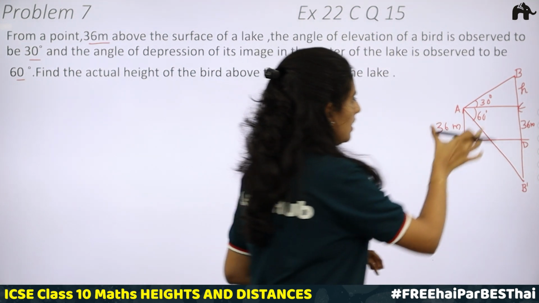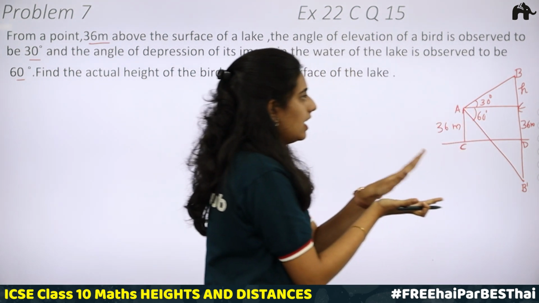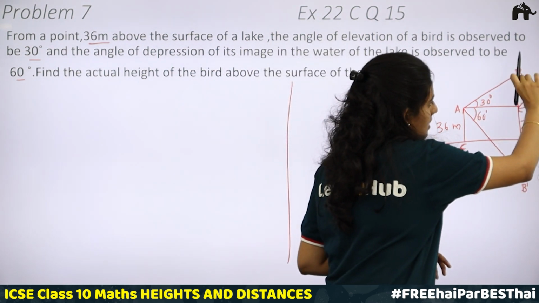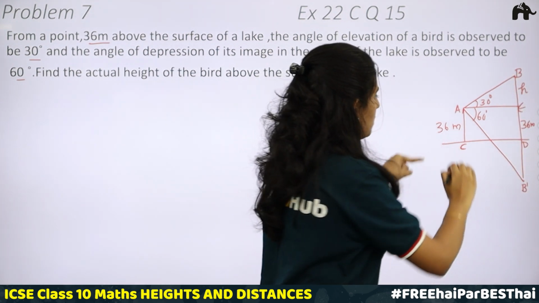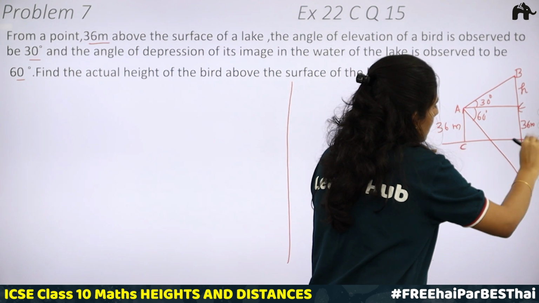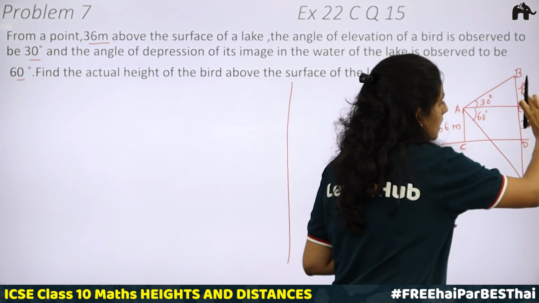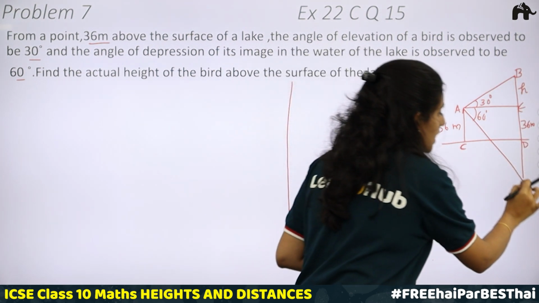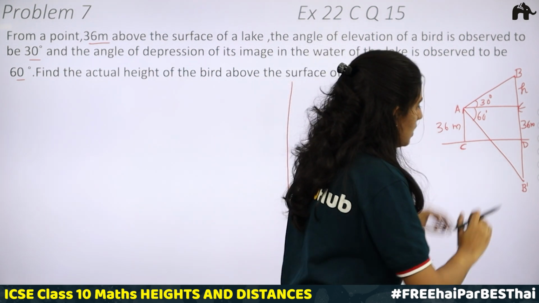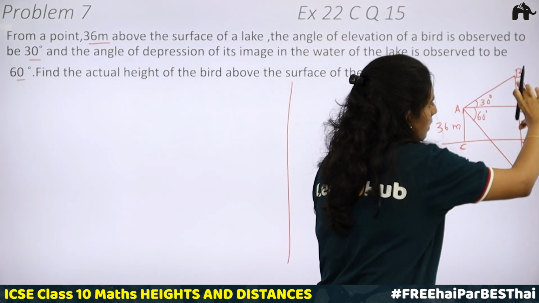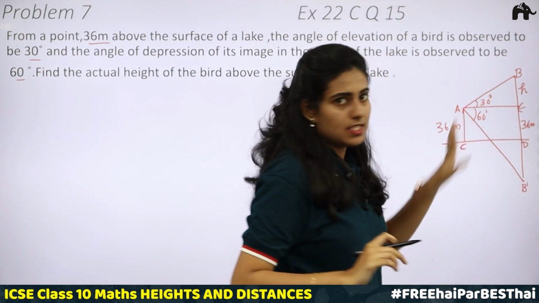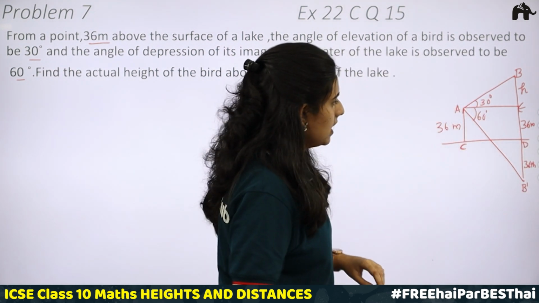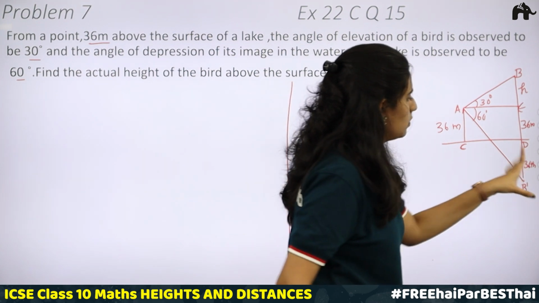What is this height? Here we have the horizontal line. At what angle the elevation is done is 30 degrees, given. Then the height is taken as H. Clear? From the surface of the lake, the bird is at 36 plus H meters height. Here B dash is the image. Therefore from the surface of the lake, B dash should also be at a distance of 36 plus H. This distance B dash D will be equal to 36 plus H.